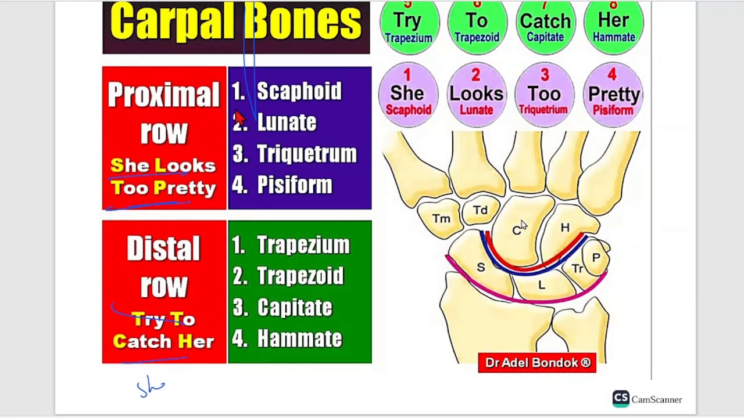She means scaphoid. This is the scaphoid, this is the lunate, this is the triquetrum, this is the pisiform. So this is the first row, the proximal row. And the distal row is try to catch her: trapezium, trapezoid, capitate, hamate. These are the second row.